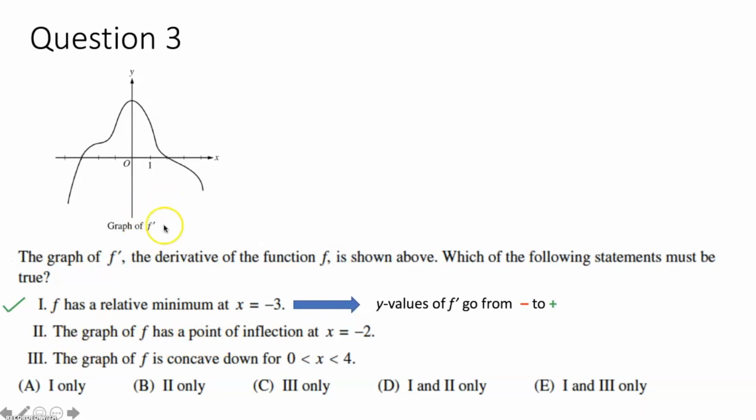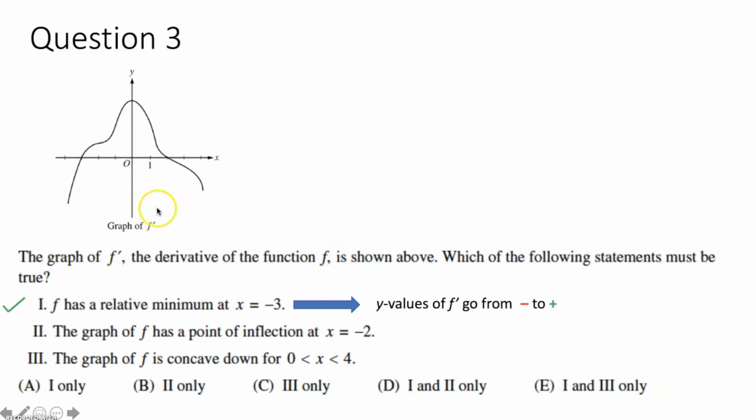Remember, our original function f is going to have an inflection point anywhere where it changes from concave downward to concave upward, or concave upward to concave downward. And that's going to occur anywhere where the second derivative of our original function changes from negative to positive or positive to negative.